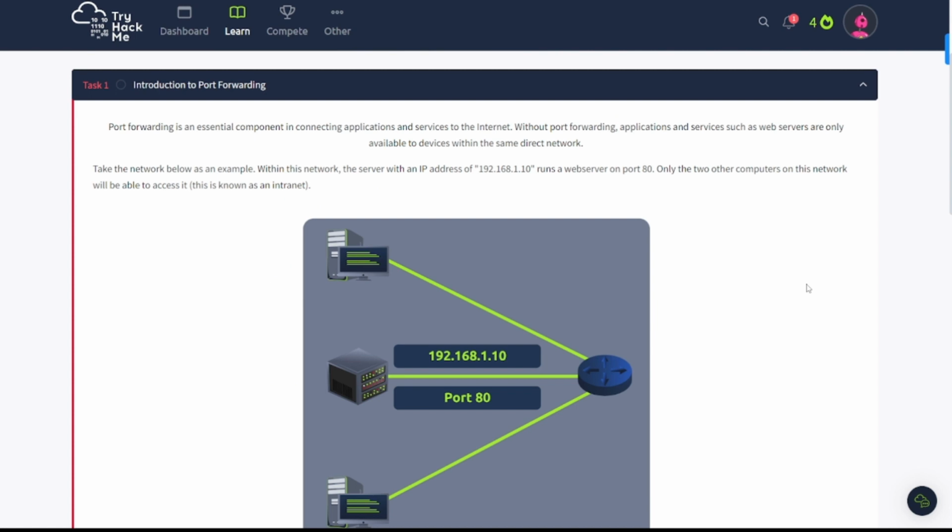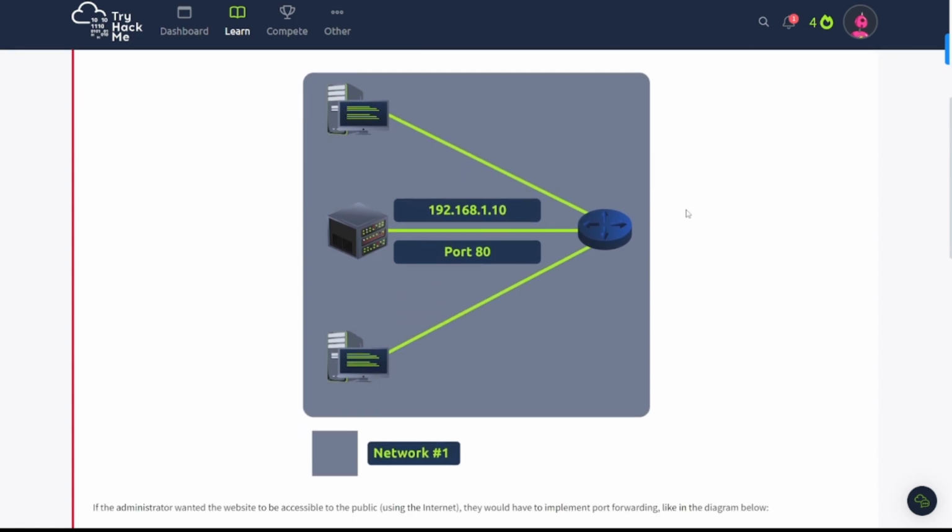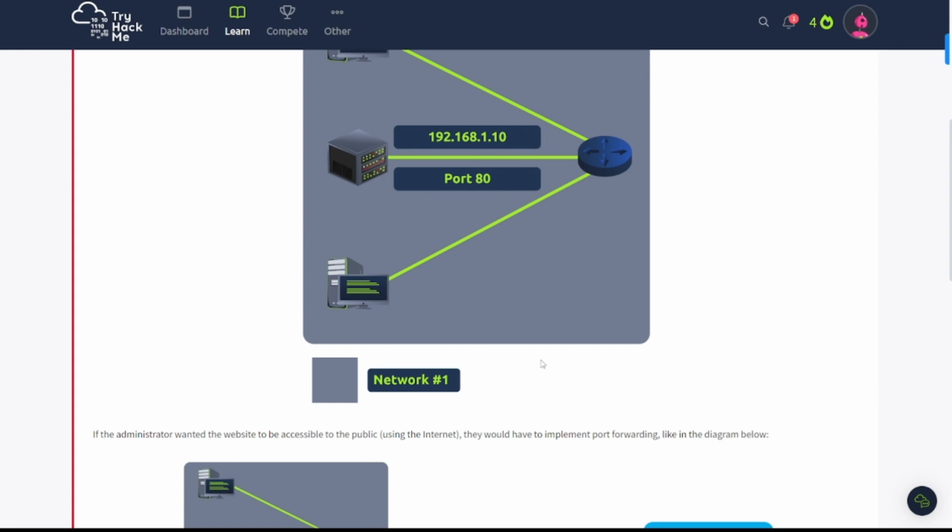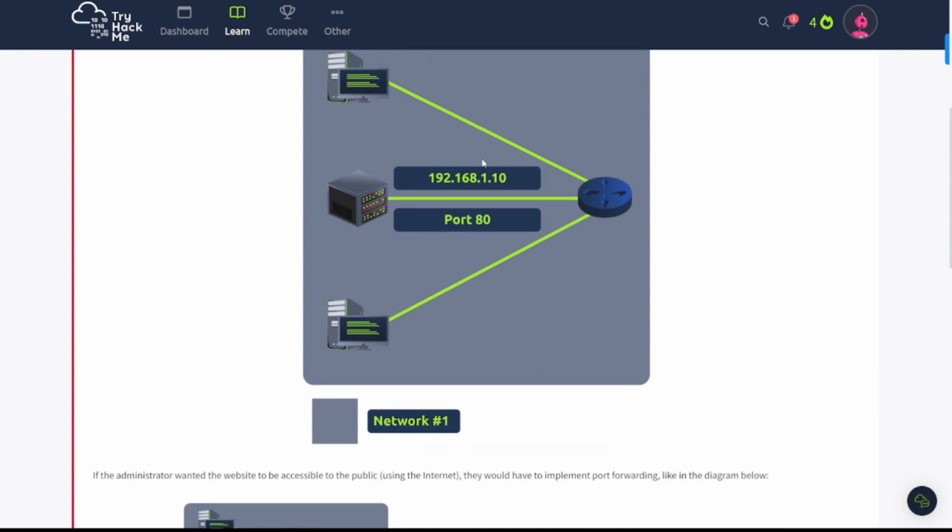Task number 1, Introduction to Port Forwarding. Port forwarding is an essential component in connecting applications and services to the internet. Without port forwarding, applications and services such as web servers are only available to devices within the same direct network. Take the network below as an example. Within this network, the server with an IP address of 192.168.1.10 runs a web server on port 80. Only the two other computers on this network will be able to access it. This is known as an intranet. And there's the fancy little image here for that, network number 1. So you got the router, and it looks like a server here, and a couple endpoints here.